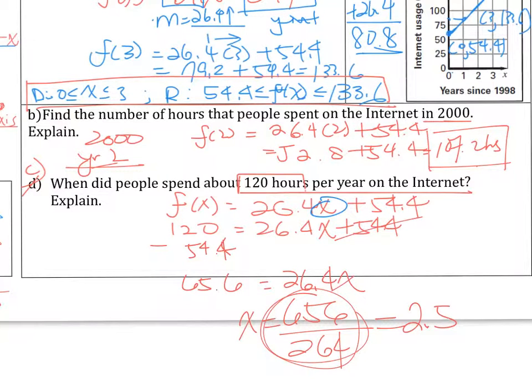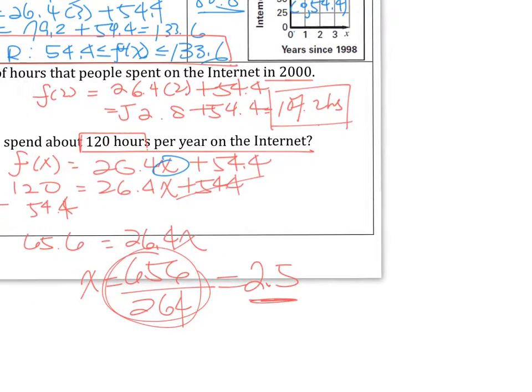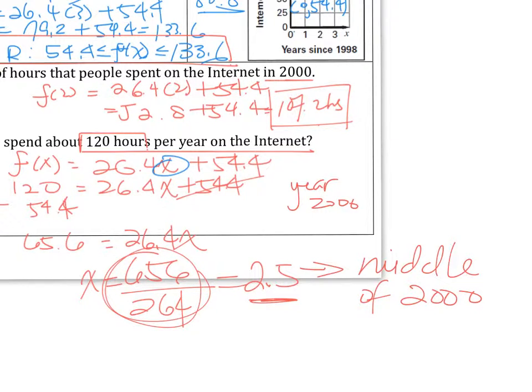Okay, and how do we read this? This means 2.5 years. So recall from part B that 2 years represents year 2000. So we can say 2.5 can be translated as the middle of 2000, or halfway through the year 2000. Okay, and that's it.